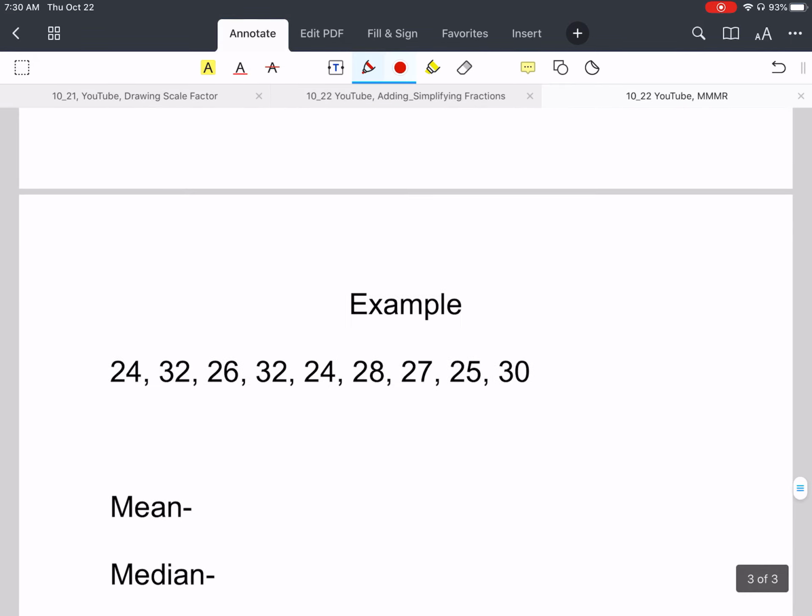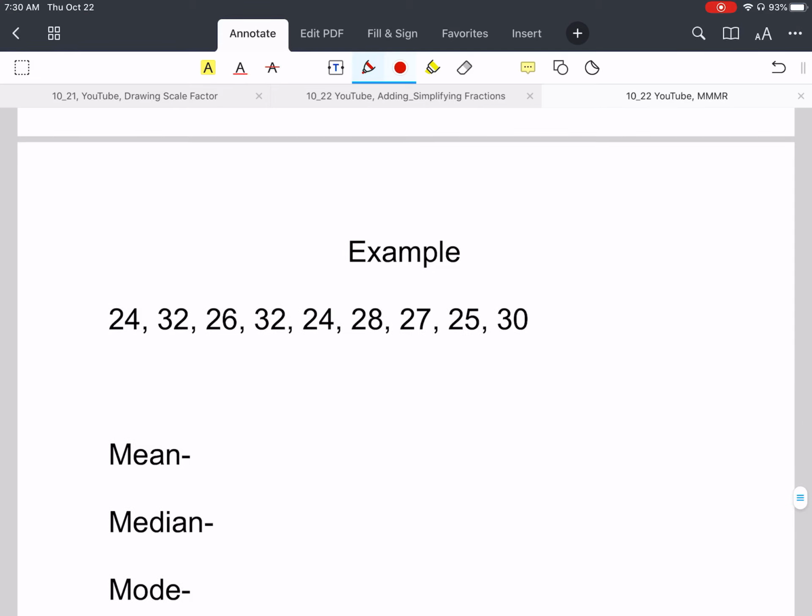Next example, our numbers are a little bit bigger. So again, I'm still using a calculator off screen. The first thing I'm going to do is order these from least to greatest. So I have 24 as the lowest number. I'm crossing these out as I go.